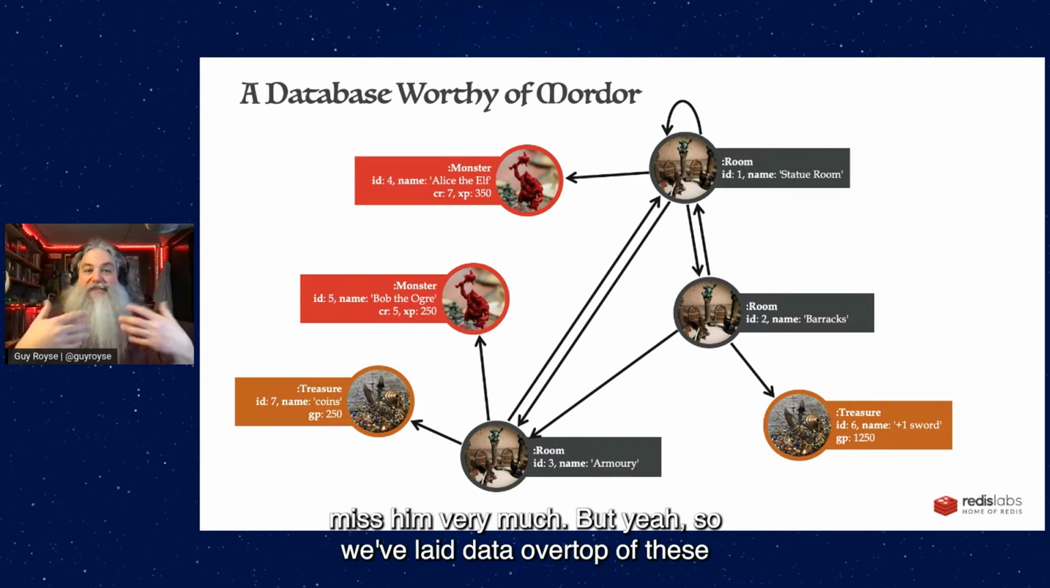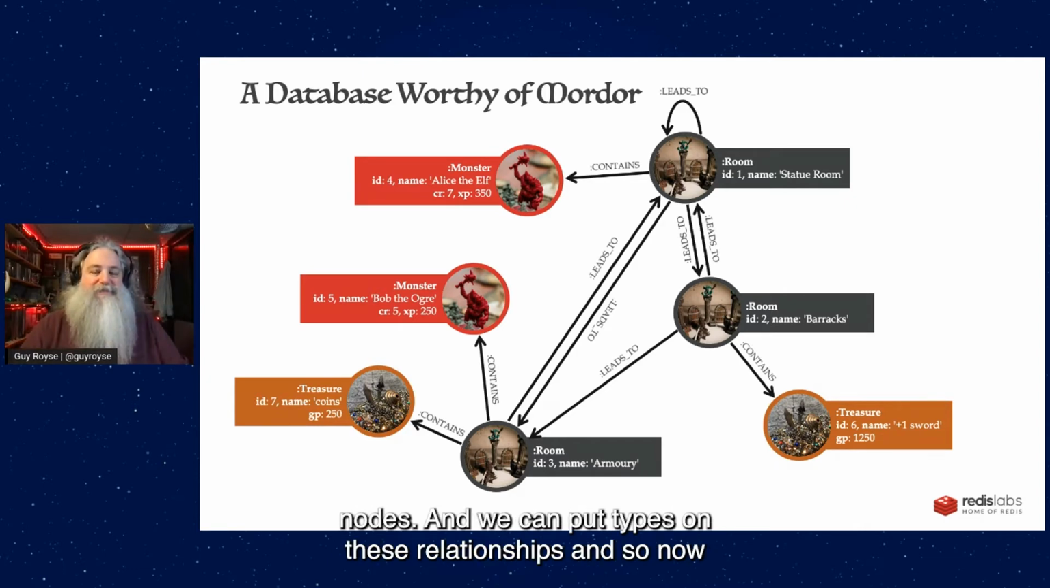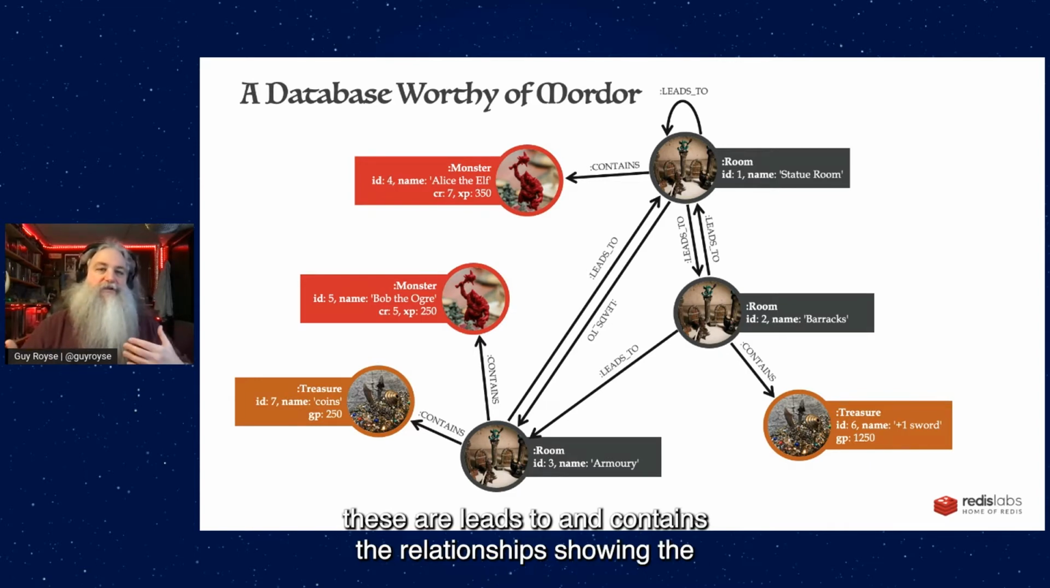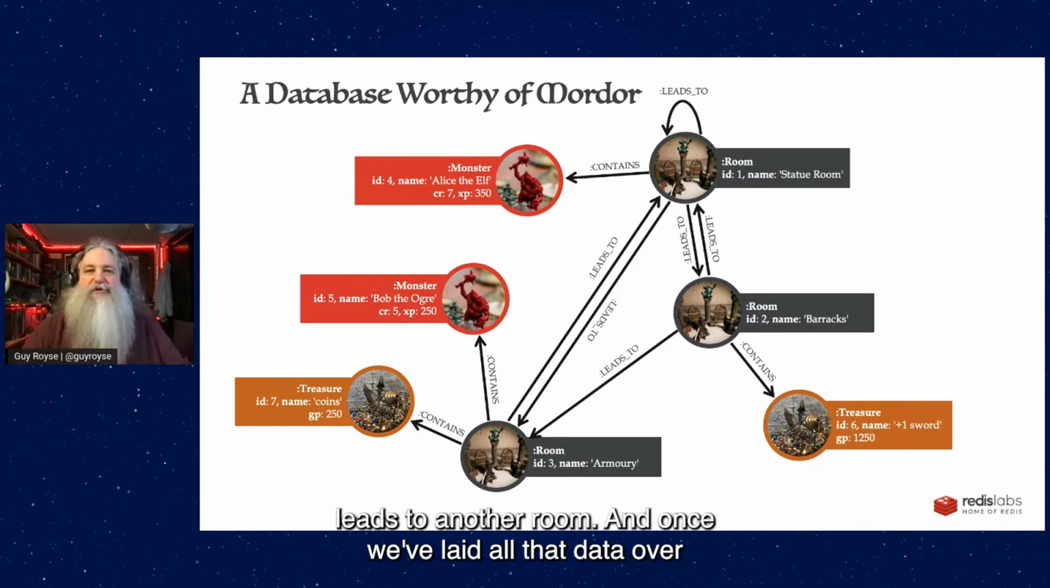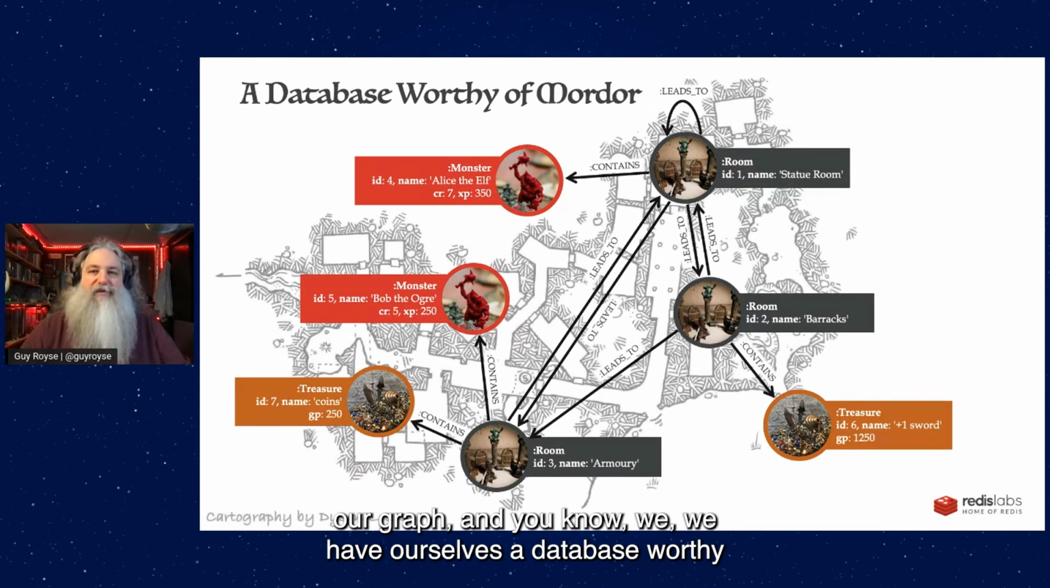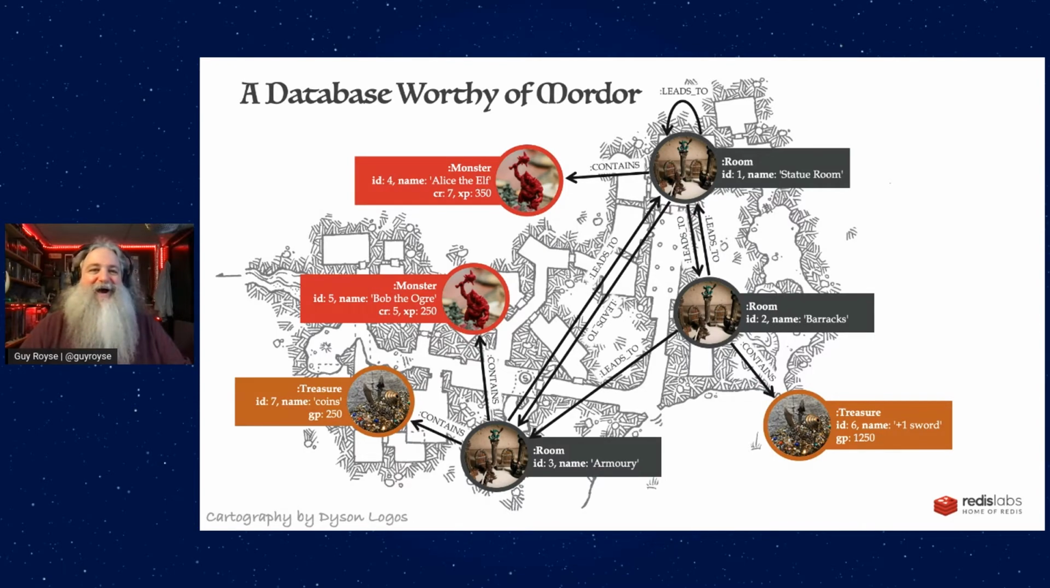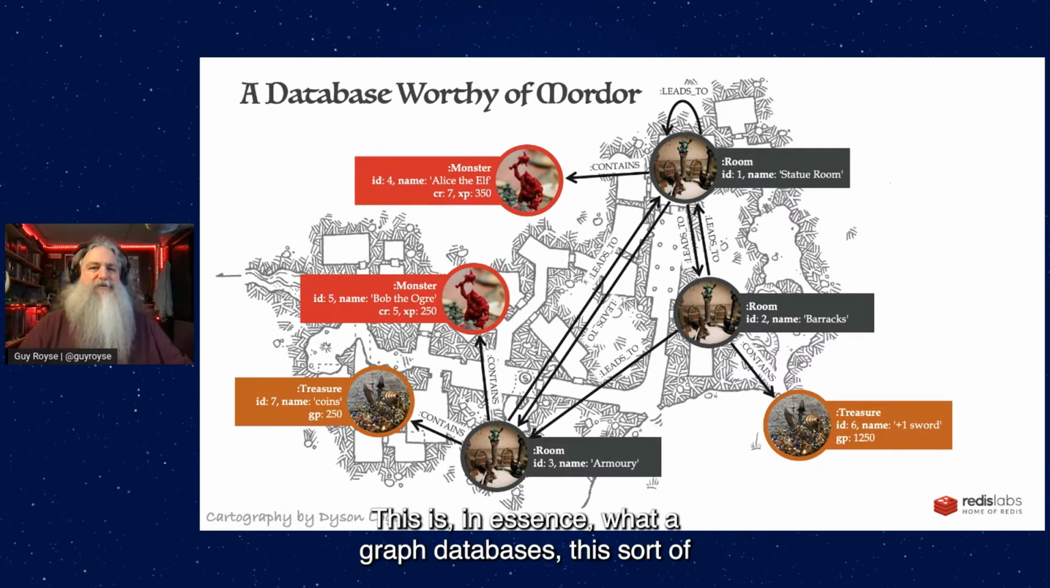But yeah, so we've laid data over top of these nodes. And we can put types on these relationships. And so now these are leads to and contains relationships, showing that the room contains a monster, or this room leads to another room. And once we've laid all that data over our graph, then we have ourselves a database worthy of Mordor, right? And this is in essence what a graph database is.